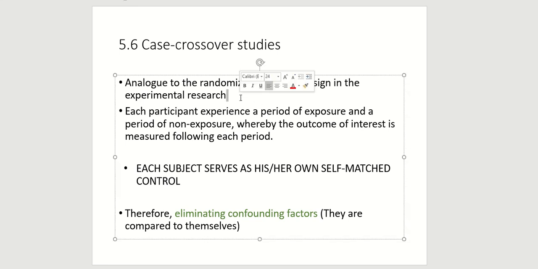So it's analog, and you're going to flip, but you're not actually flipping an entire group. What is happening is this: each participant experiences a period of exposure. So here's the key term: it's period, and a period of non-exposure, whereby the outcome of interest is measured following each period. Okay, so as a person, you're going through periods of exposed and not exposed.